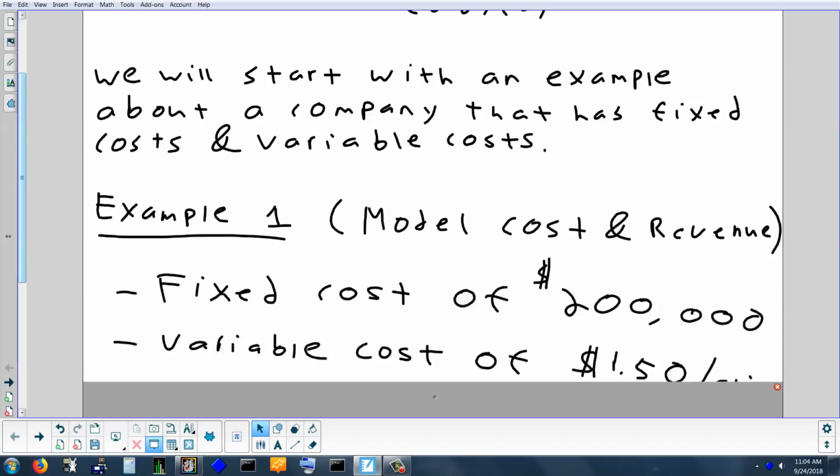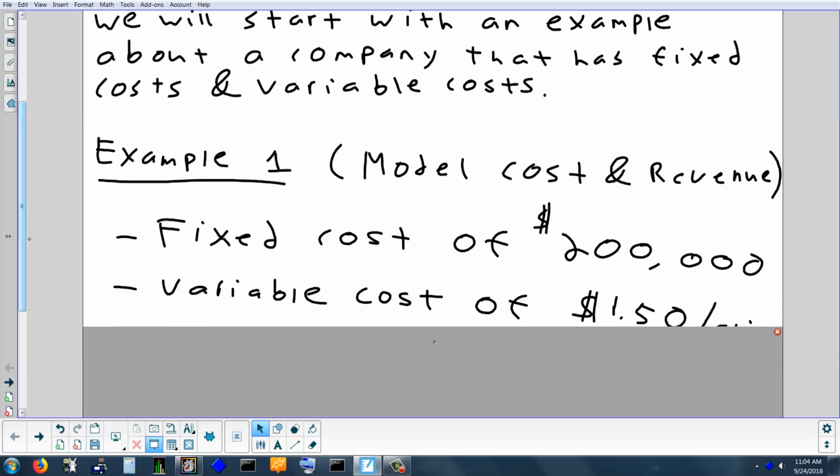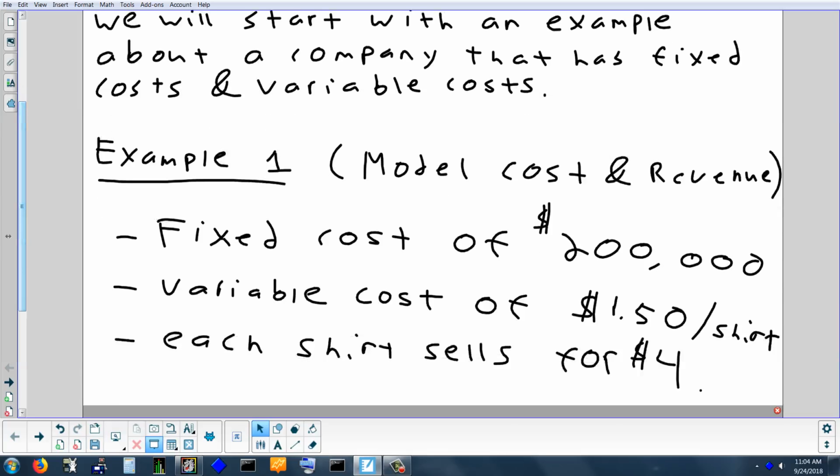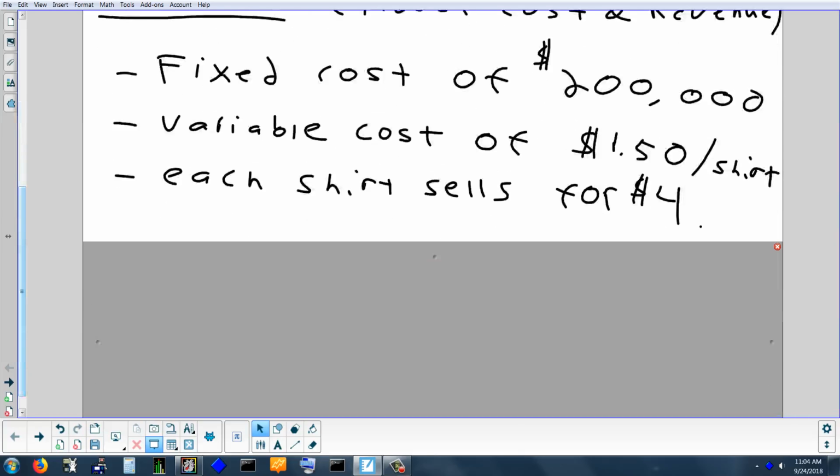All right. So in our example, this company has fixed costs of $200,000. So that could be like the salary. Maybe they pay $200,000 to the employees. And they're making t-shirts, and it's $1.50 per shirt. So that's the cost for the company to make the shirt, and then they turn around and sell the shirt for $4. So there's a difference between what it costs them, what they sell it for, and then what their profit is. All those things are different. So we've got their cost, we've got what they sell it for. We could easily figure out the profit just by subtracting the two.